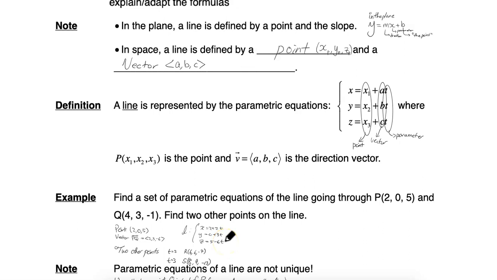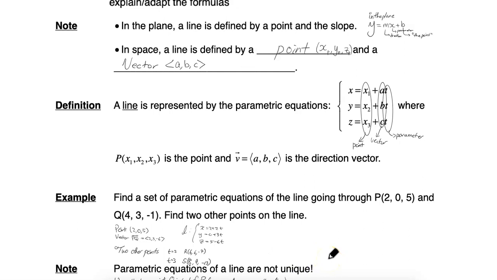So t equals 1, we can't choose that. We can choose t equals 2, which yields (6, 6, -7), or t equals -1, which would yield point (0, -3, 11), and so on. t equals 0.5, or whatever you want. If you choose all the values of t, then it defines the line in space.